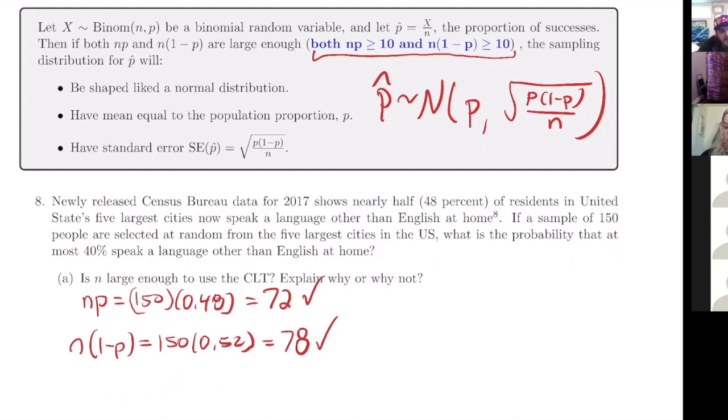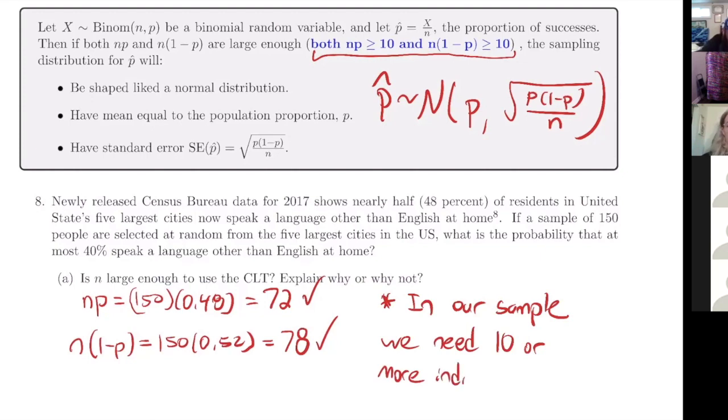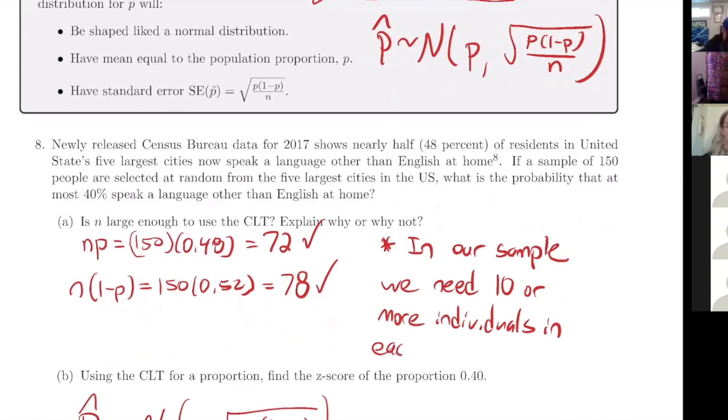So really what this condition is saying is that in our sample, we need at least 10 individuals in each group, meaning the success group and the failure group. For us, that would mean we would need at least 10 undergrads and at least 10 grad students in this sample in order to use the central limit theorem.